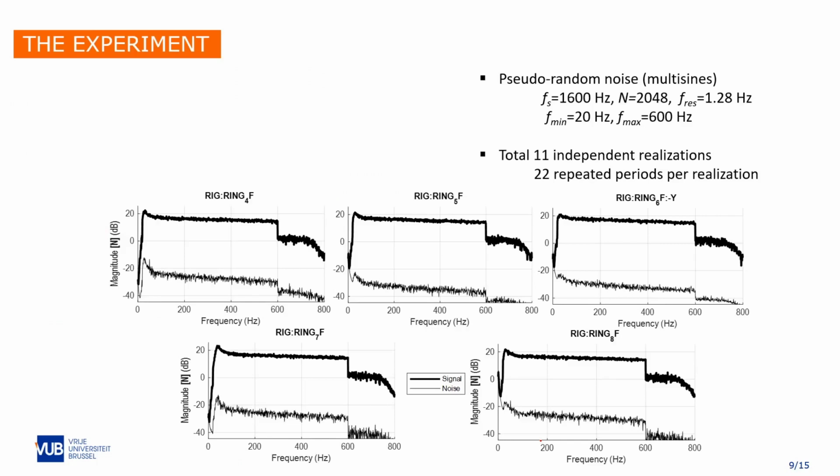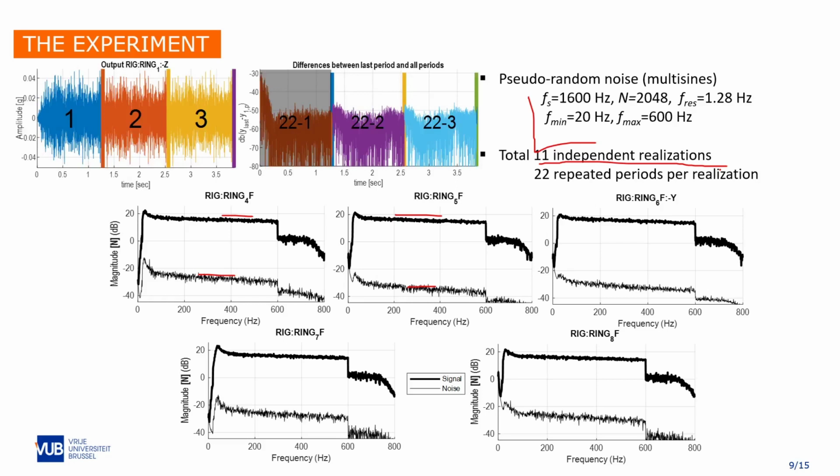Here you can see the experiment. We used so-called pseudo-random noises in our toolbox called multisigns. These are the basic information: 1600 Hz sampling frequency with 2048 samples in one period, which results in a frequency resolution of 1.28 Hz. Here you can see the 5 excitation points in frequency domain. So these are the signals and these are the noise estimates. We have a good signal to noise ratio, around 40 decibel, as we would expect. In total, we have 11 independent random realizations, and per realization, we have 22 repeated blocks, so 22 periods.